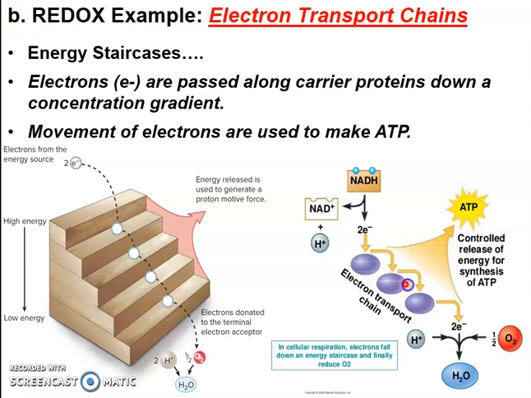When those electrons get to the end of this chain, they have to go somewhere. So they'll be donated to oxygen, which is going to now gain those electrons. So oxygen is going to become reduced and produce the waste product, water.